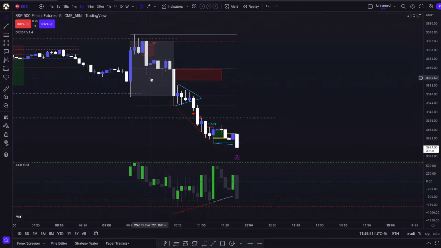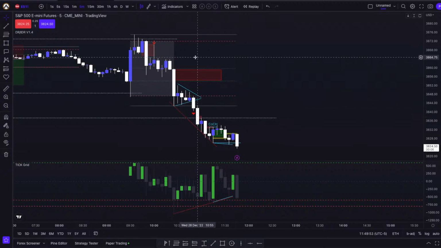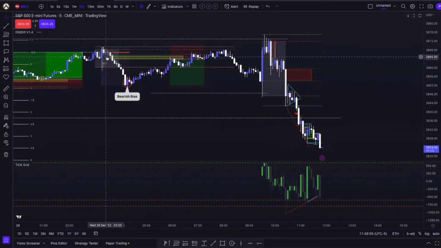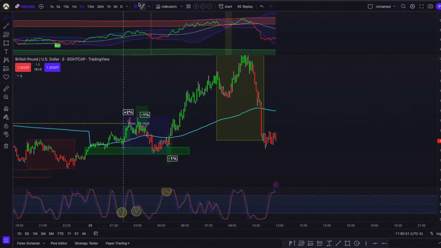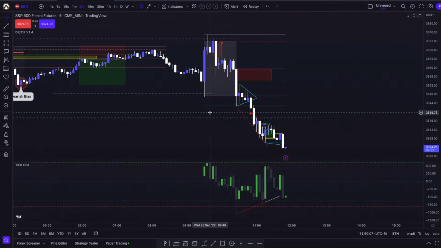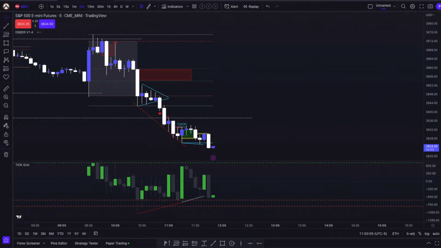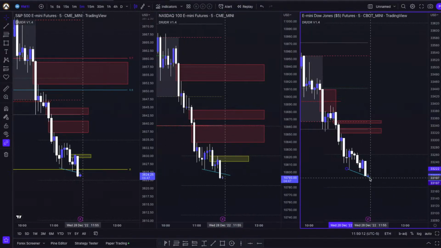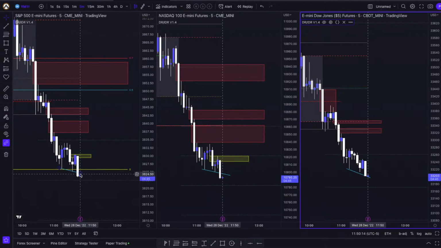I usually only trade the New York kill zone using the strategy if I'm trading it, but mainly I'm focusing on the overnight range using the typical strategy. You should know what I'm talking about. All right, so we started to form a new lower low on the S&P and on all the other indices as well. So still no divergence.